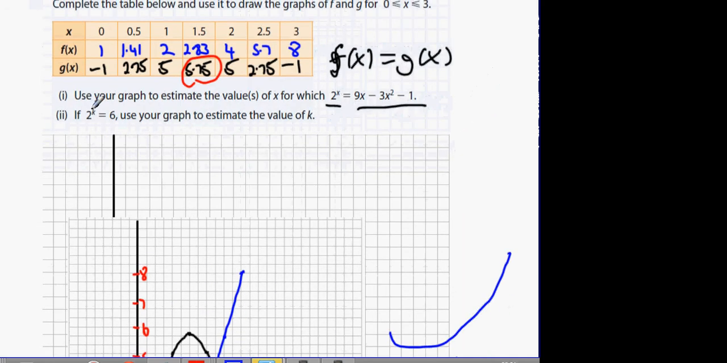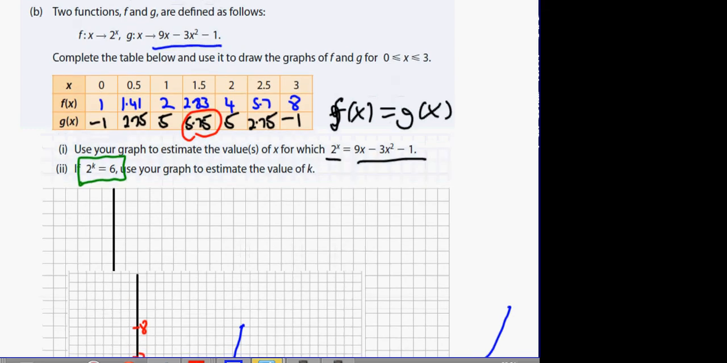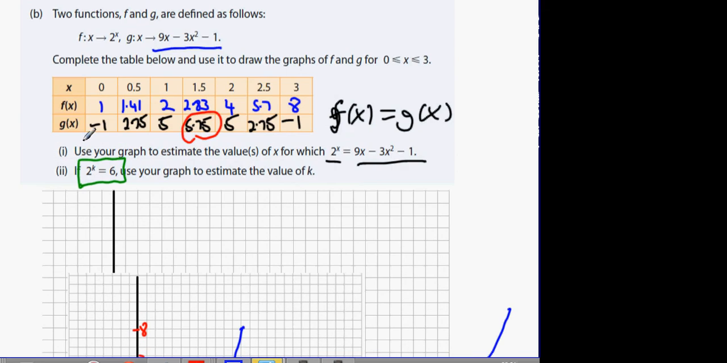Now, if 2 to the power of k equals 6, use your graph to estimate k. Which graph does this look more like? F of x or g of x? Which one does it look more like? Which equation? F of x. Instead of x we have k. So basically the output is 6. Look for the f of x graph where the output is 6.